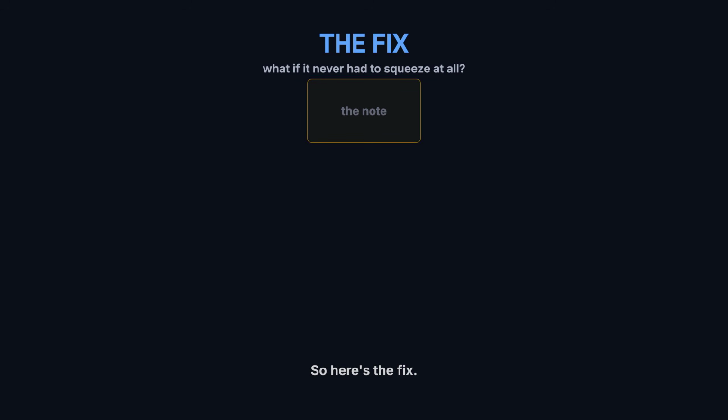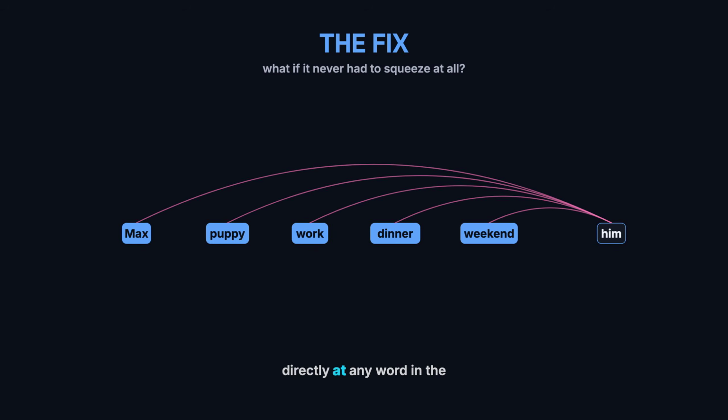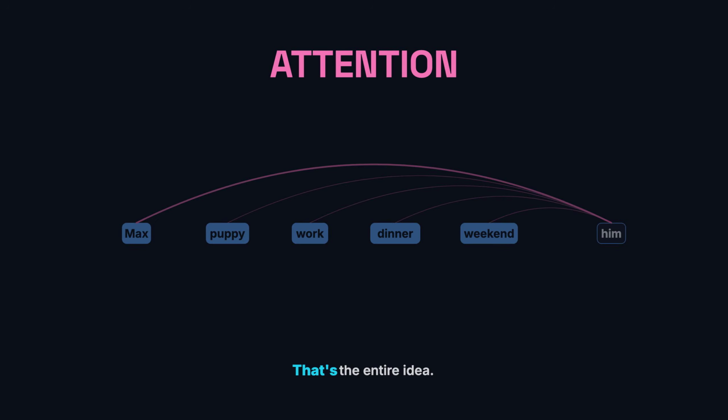So here's the fix, and once you see it, it feels almost obvious. What if the model never had to squeeze at all? What if, for every single word it writes, it could look back, directly, at any word in the conversation, and pull from whichever ones matter right now? That's attention. That's the entire idea. The rest is just how.